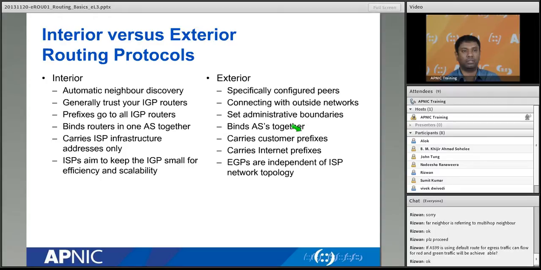Normally IGP, or interior protocol, carries the infrastructure prefixes, and exterior protocol carries customer prefixes and internet prefixes. The main objective of IGP when we design it is to make it small, short and sweet, and EGP can scale. They can carry lots of prefixes from the internet. That's why we can still run the internet using 500,000 plus prefixes.